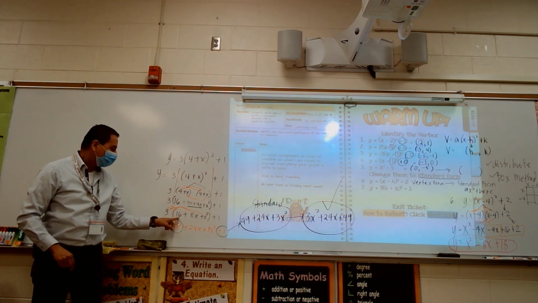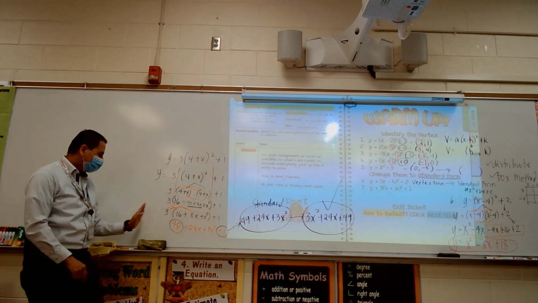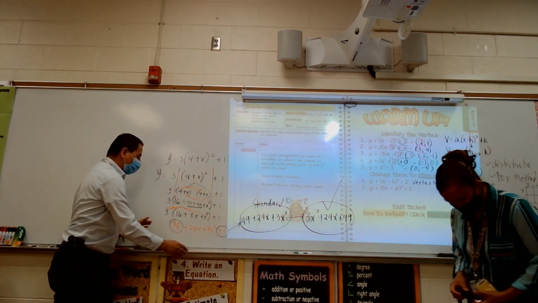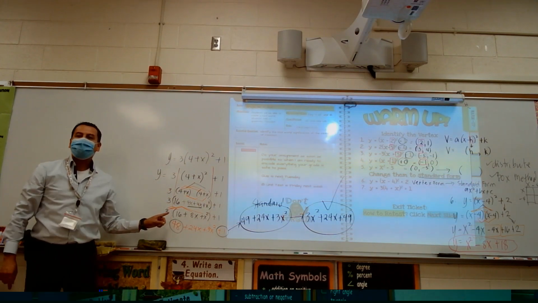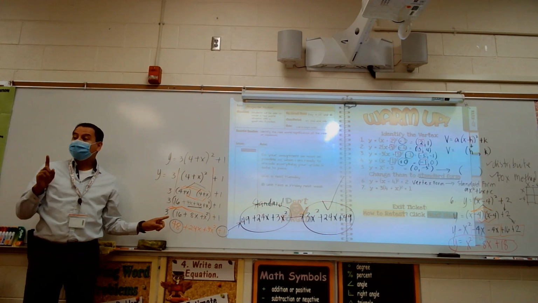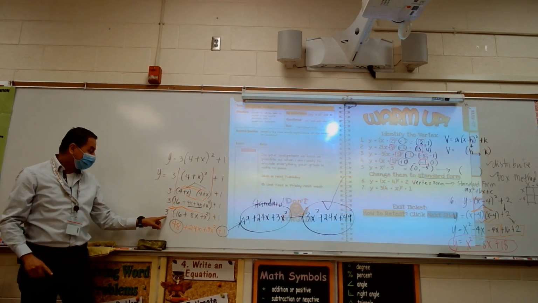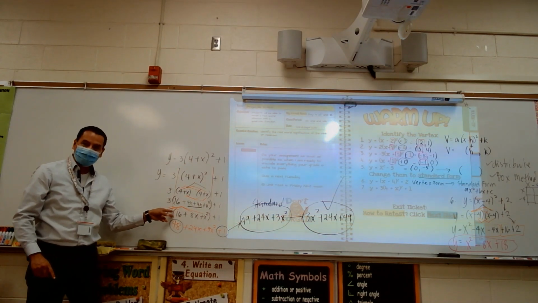Y el 16 se mantiene. ¿Listos? Entonces tengo 16 más 8x más x al cuadrado. El 3 se mantiene por fuera, el 1 se mantiene por fuera. Ahora, dense cuenta que aquí tengo paréntesis y paréntesis. En matemáticas, ¿qué significa paréntesis? Multiplicación. Quiere decir que tengo que multiplicar ahora este 3 por todo lo que se encuentra aquí en paréntesis.